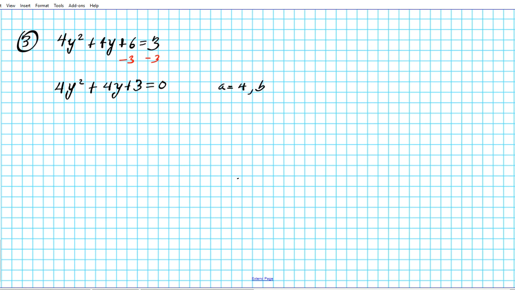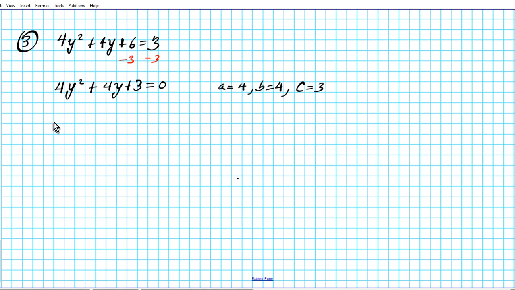Alright, let's take a look at another example. Now let's say we have the quadratic equation 4y squared plus 4y plus 6 equals 3. Okay? We need to find the a, b, and c values. As you can see here, our equation is not yet in general form, so we subtract 3 from both sides to have it equal to 0. So we have 4y squared plus 4y plus 3 equals 0. Okay? So this helps us to see that a is 4, b is 4, and c is 3.